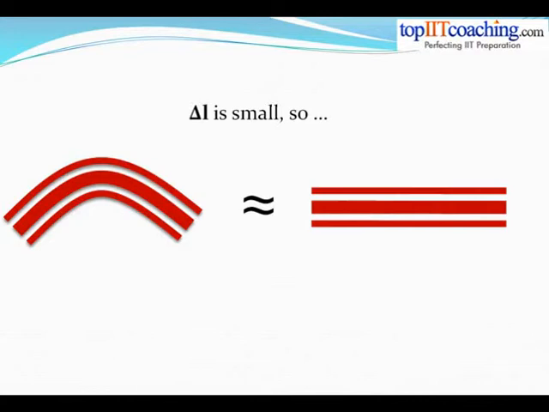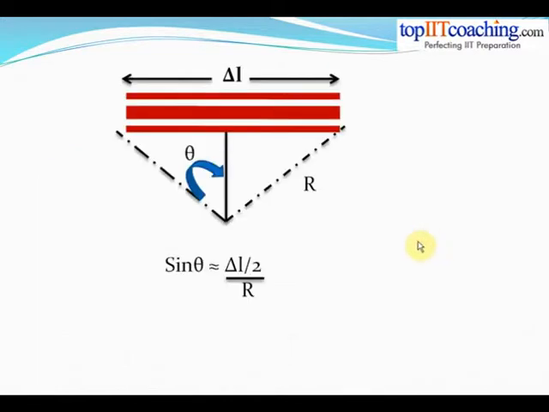Now, the string element delta L is so small that we can almost assume it to be a straight line. I know, I had just said that the string element was travelling in a circular path, and now I am asking you to assume it to be a straight line. But then these assumptions do hold true when the length of the element is very small, or as I had said earlier, infinitesimally small. So if we do assume this small string element to be a straight line, we can then say that sine theta is delta L by 2 divided by r, opposite side divided by the radius.